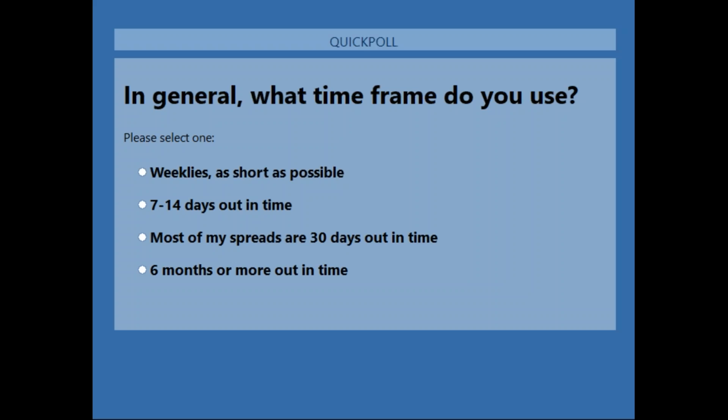Do you go maybe 7 to 14 days out in time, keeping it shorter term, but at the same time looking for a reasonable time frame and a reasonable net credit? Now, are you doing maybe standard expiration, going 30 days out in time or more on your positions? Or some of you may be actually opening spreads that are 6 months out in time. And I'll explain the benefit of that a little bit today as well.